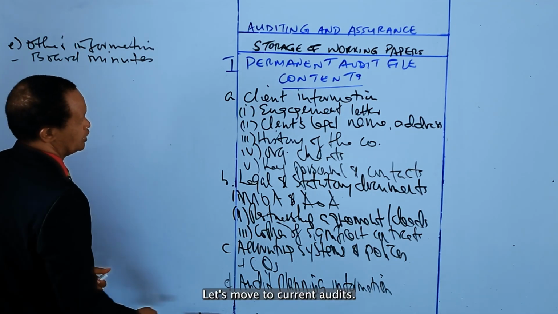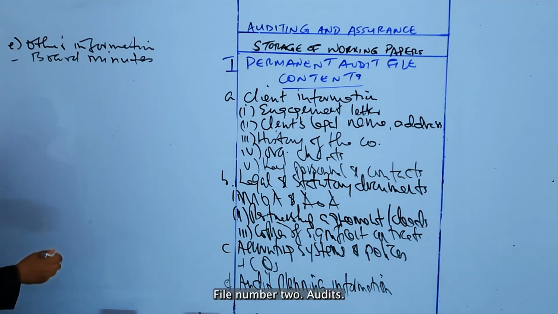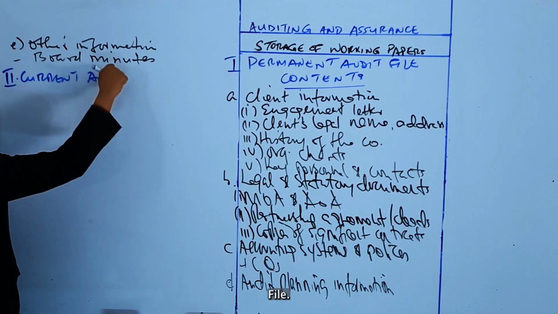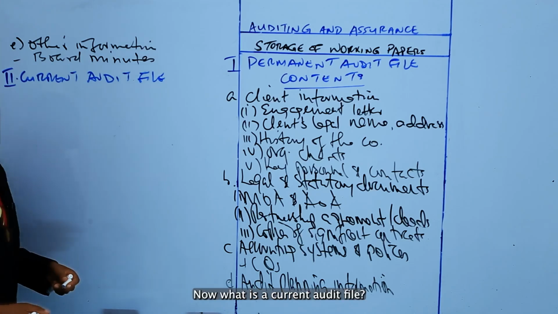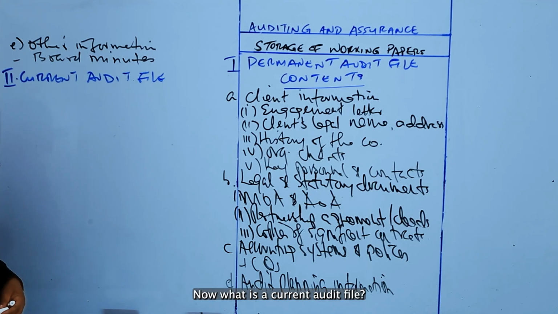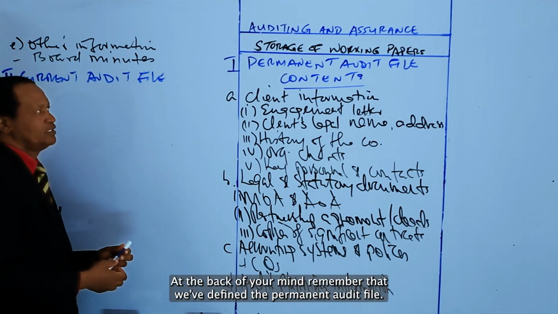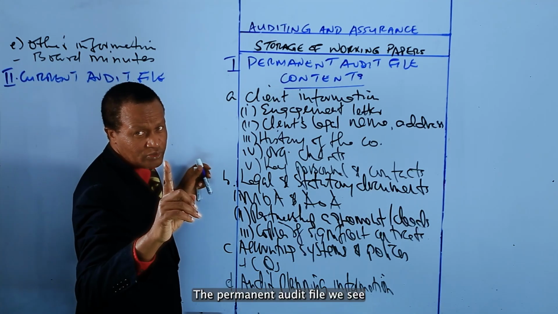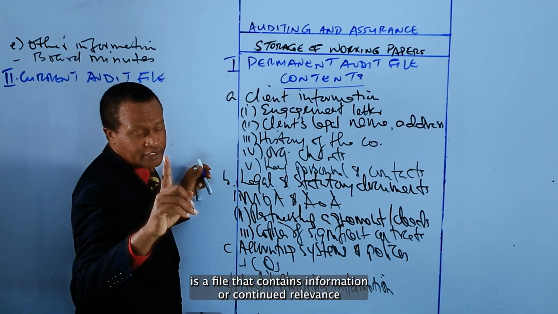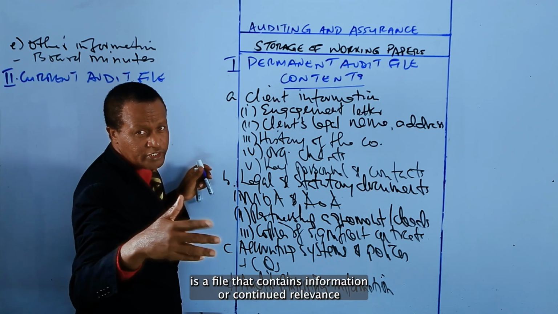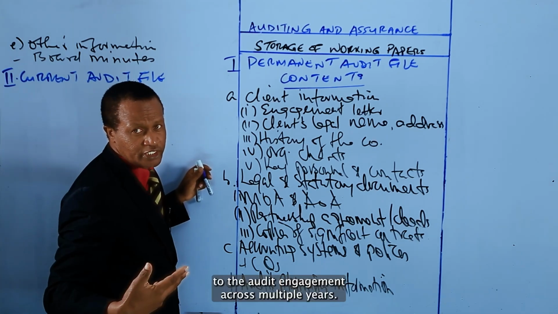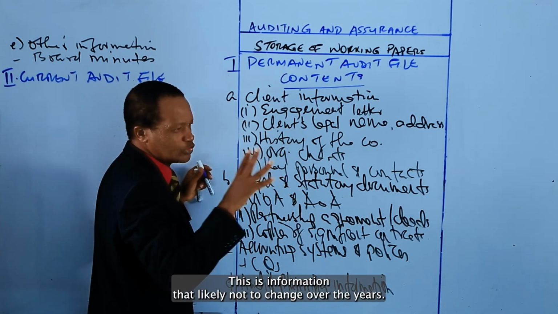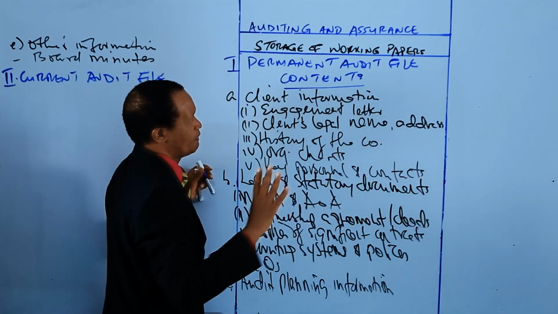Let's move to the current audit file. Number 2, audit file. Now, what is a current audit file? At the back of your mind, remember that we've defined the permanent audit file. The permanent audit file, we said, is a file that contains information of continuing relevance to the audit engagement across multiple years. This is information that is likely not to change over the years.